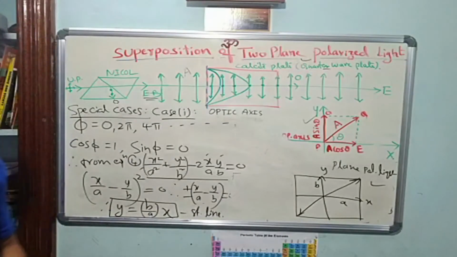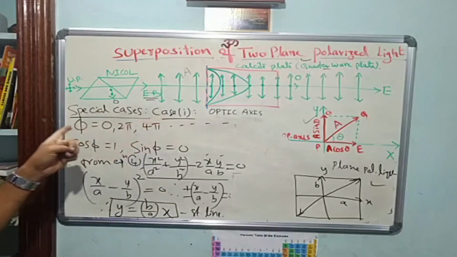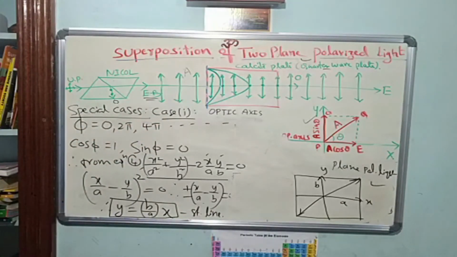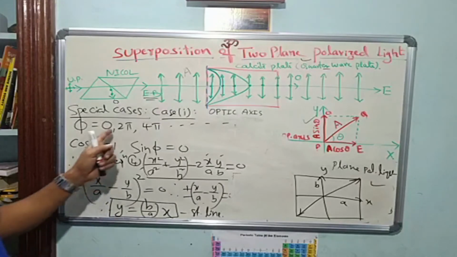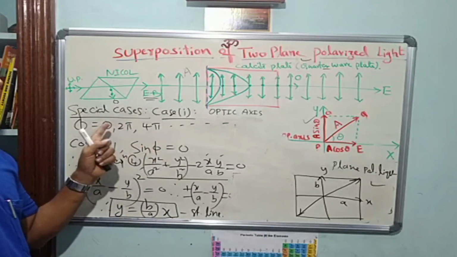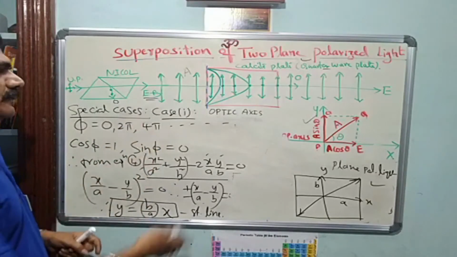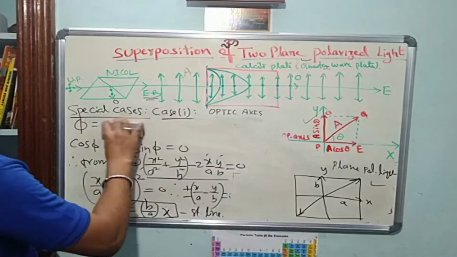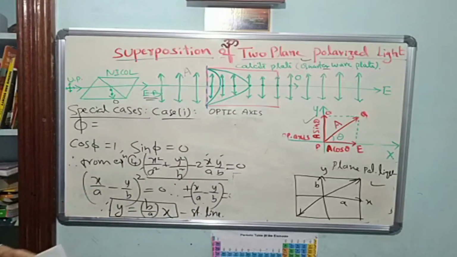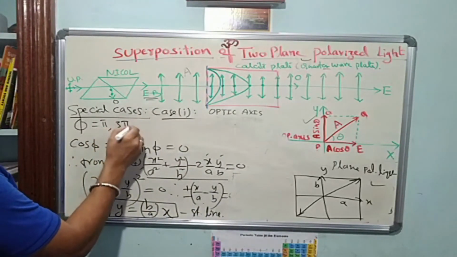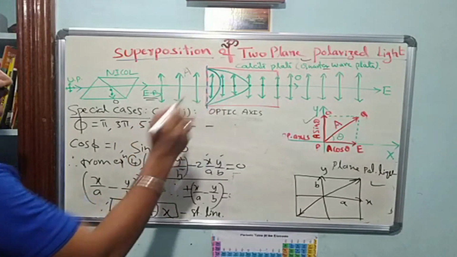Clear? Okay. So in the same case, where we had the phase differences as 0, 2 pi, 4 pi, etc., suppose I now consider the phase differences as pi, 3 pi, 5 pi, etc. So instead of even multiples of pi, now we will take odd multiples of pi. Let us see. In the same case, phi is equal to pi, 3 pi, 5 pi, etc.